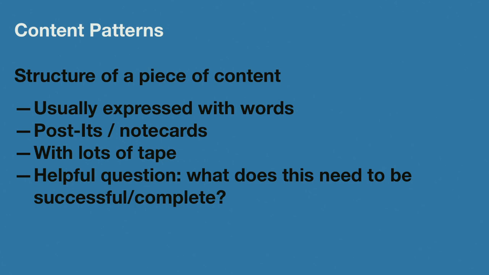So content patterns, the structure of a piece of content. This is where content strategists can really help hone in on what the pieces that make up a piece of content are. And when we're breaking these down, we usually express them with words written on post-its or note cards with lots of tape. In agile methodology, it would be the story, and the cards underneath are what it needs to be successful or complete. In terms of a CMS-like mindset, a helpful question I always ask is, what do you see when you open the content edit form or expand the paragraph bundle? What are those fields? And that maps pretty closely to the content pattern.